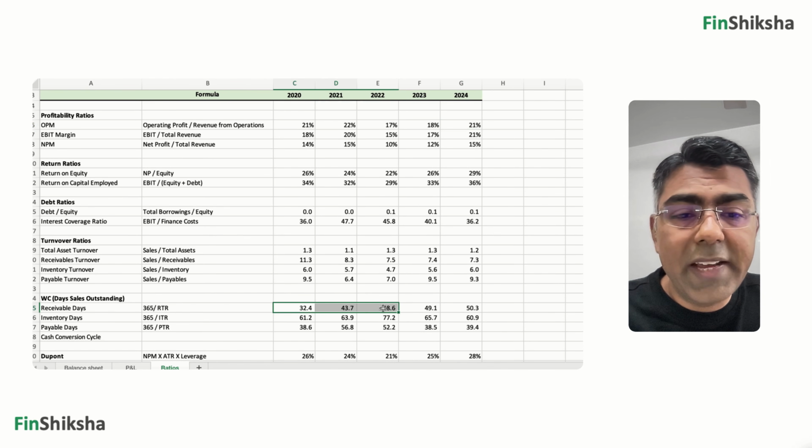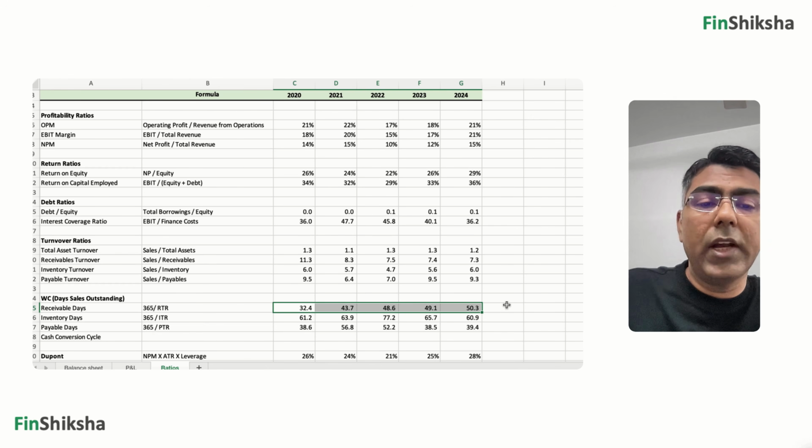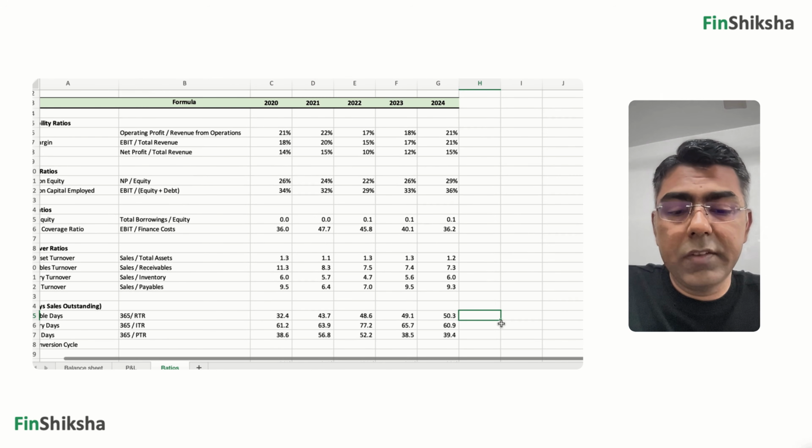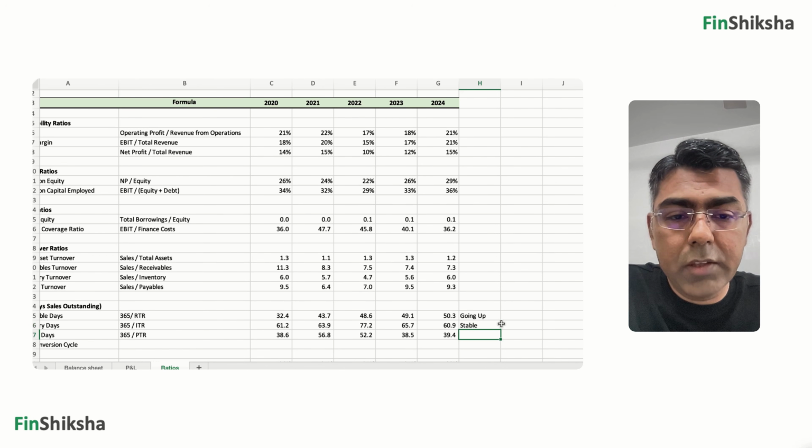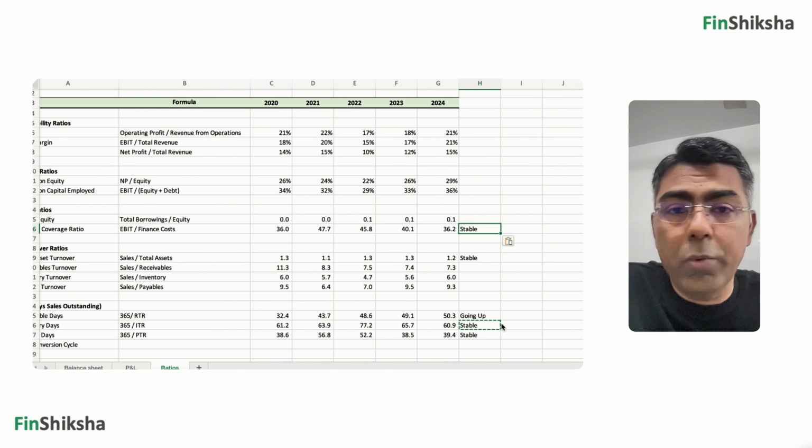You will also see something interesting in terms of some of the other data parameters, which is receivable days seem to be going up. So this is going up. I can note down key elements. Payable is stable. I can look at my asset turnover, which is basically stable. Nothing major changes there. Coverage ratio is stable. Good. There's no problem.